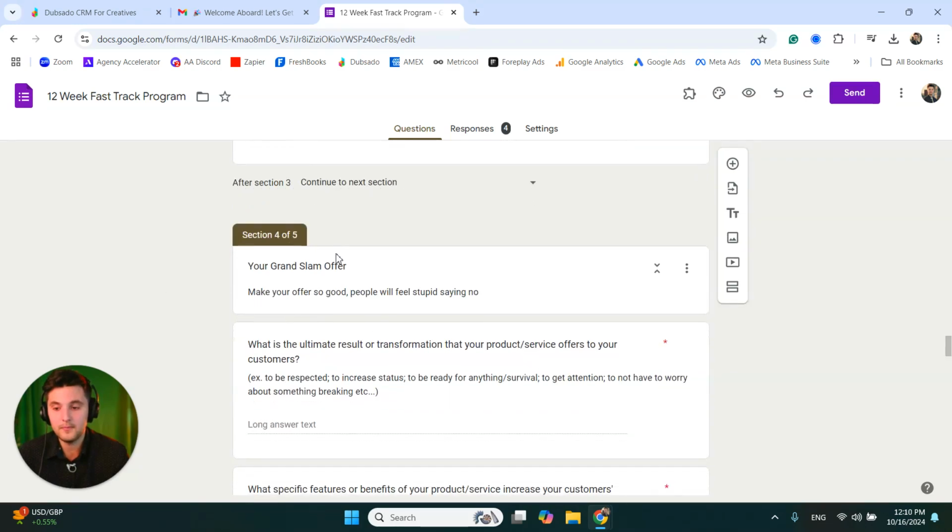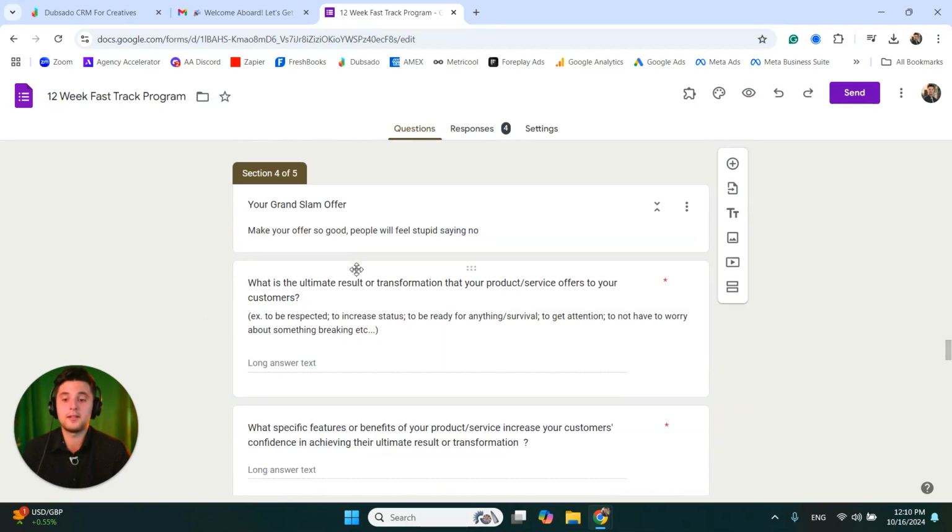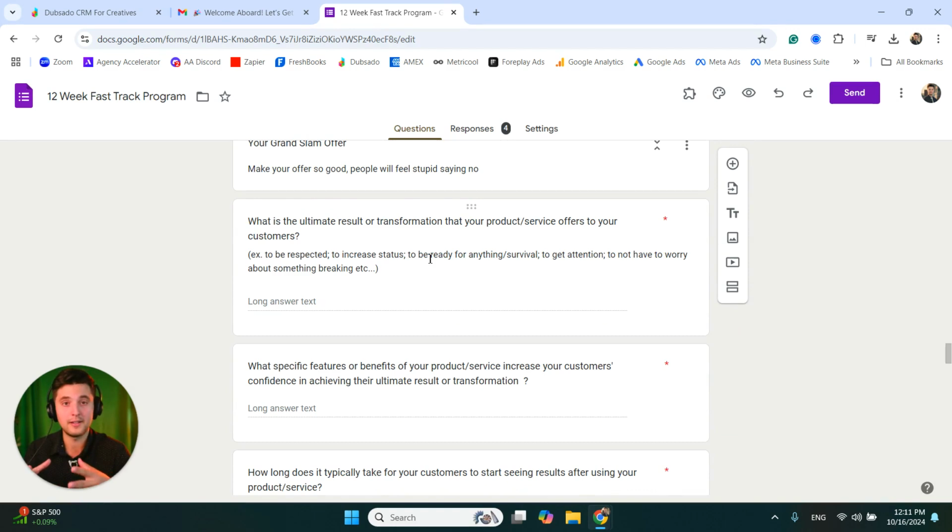Now, section 4 is your grand slam offer. What is your client's dream goal, like with a pool? Is it to flex on their friends? Is it to have a spot for family gatherings? Is it to have a place to swim privately in your own backyard? Figure out what your client's dream goal is and put it in right there.